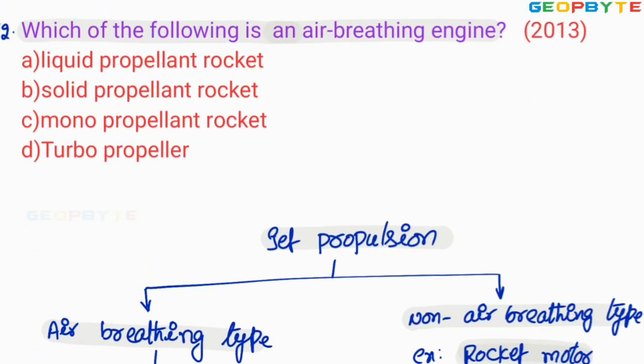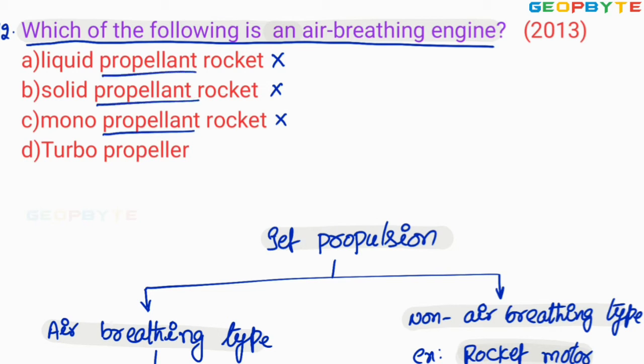Once again, let me read the problem. Which of the following is an air breathing engine? Liquid propellant type? No. Solid propellant type? Monopropellant type? Propellant means it is coming under the rocket fuel. Turbo propeller, yes, turbo propeller is the air breathing type jet propulsion system. Therefore, option D is absolutely correct. I hope you got my point. Let us take the next problem.